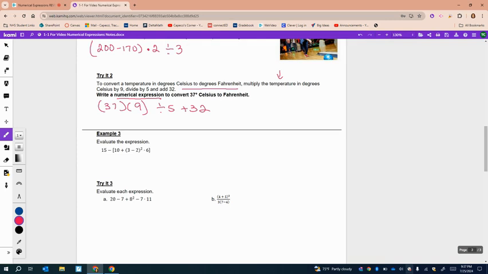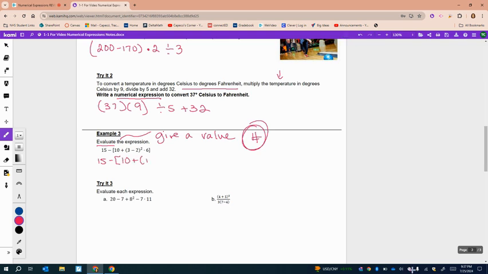Okay, we're going to evaluate. In example 3, we're going to evaluate. Remember we talked about evaluate means give something a value. Give a value, which is a number. So our answer is going to be a number. Okay? So we have order of operations. We need to do our grouping symbols first. So I'm going to just rewrite that 15 just so we don't forget about it. And then I do have some other grouping symbols in there.